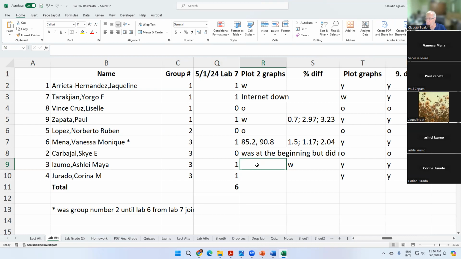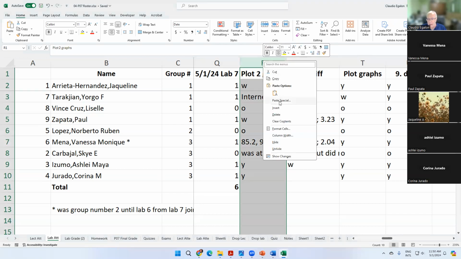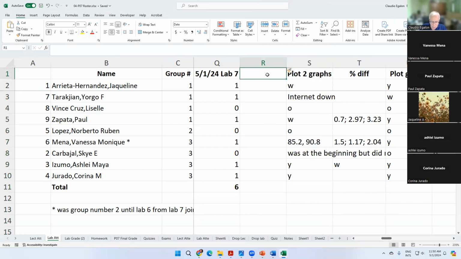Hello, Ashley. Okay, good. Do you get the same result as Vanessa? Corina, any problems there? Did you plot the two graphs? Got the same, that's good. One is a third order polynomial, the other is just a straight line. And what else? Now work on this.